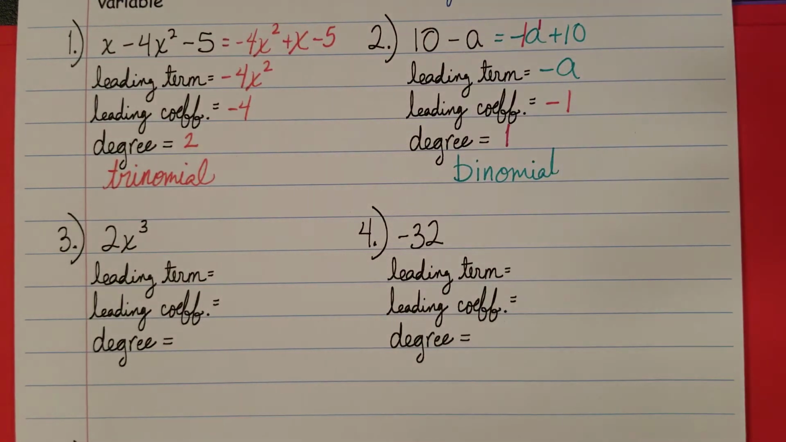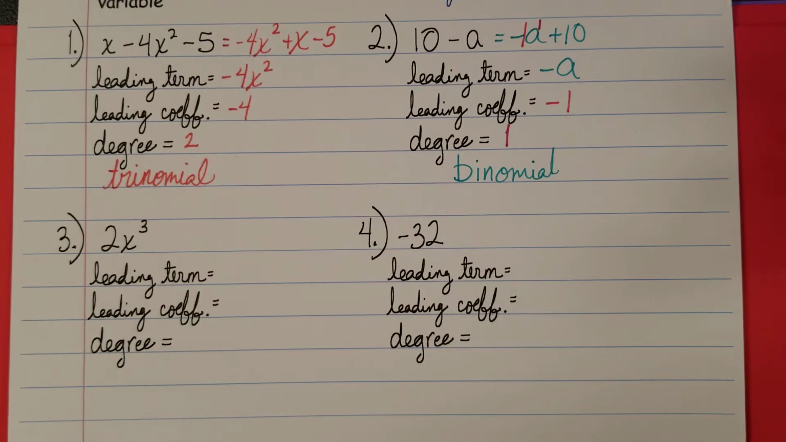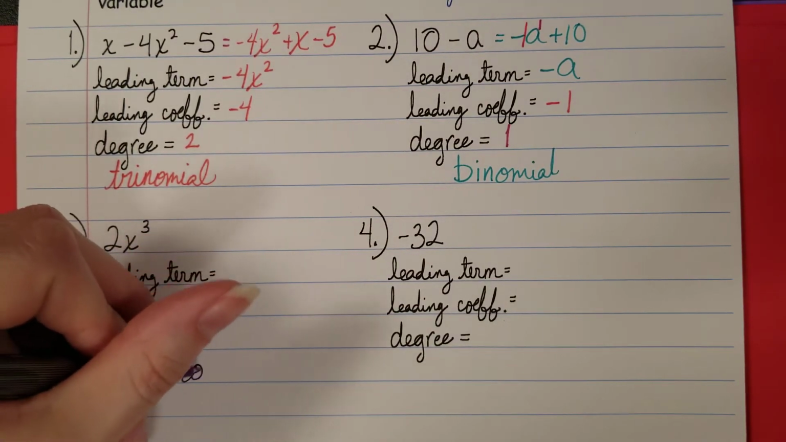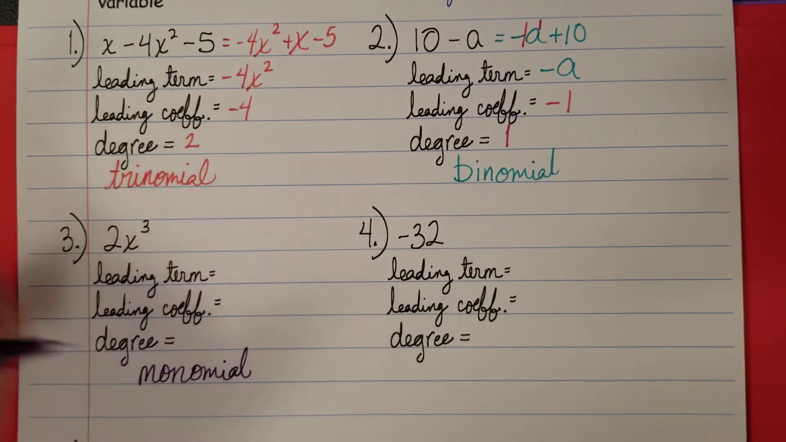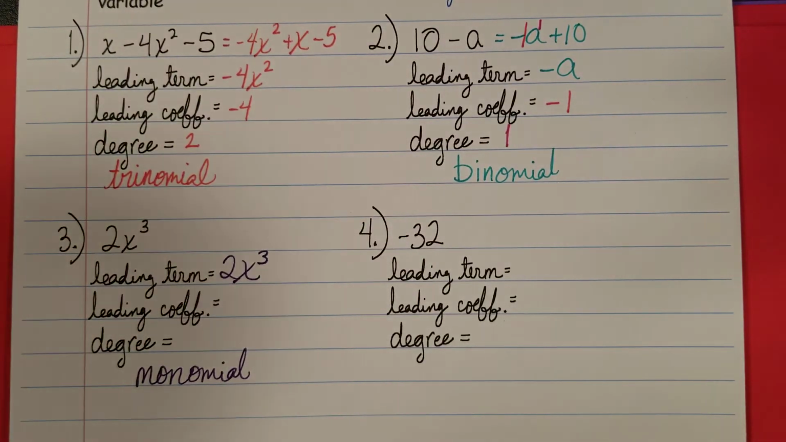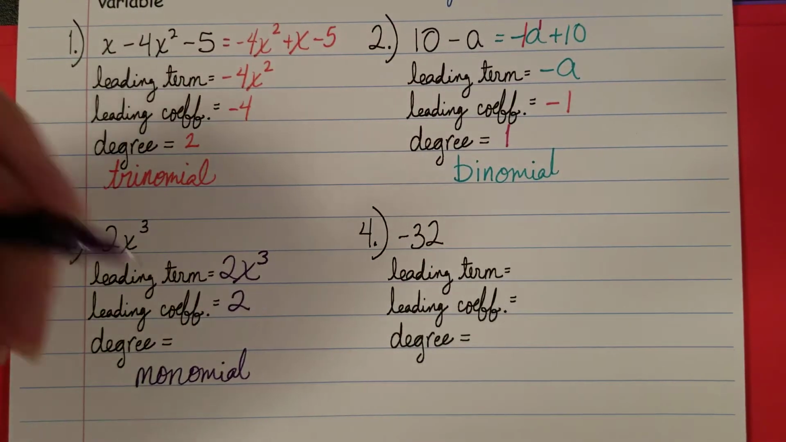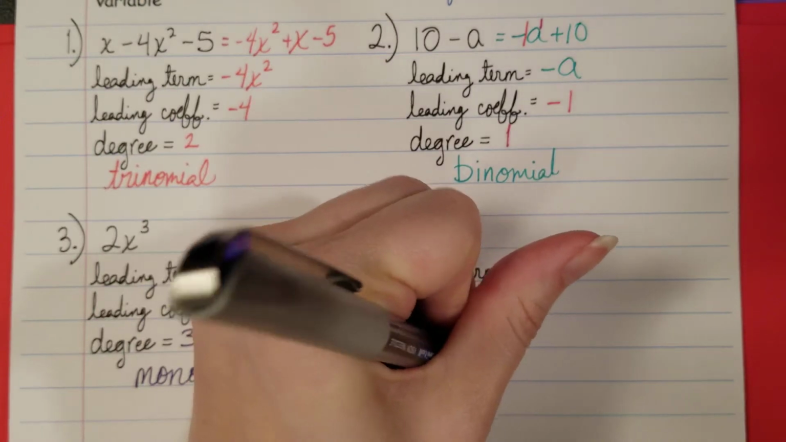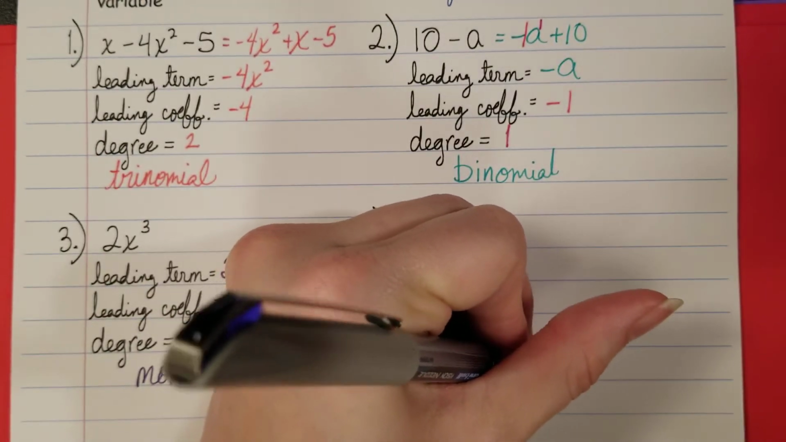Number 3, we can see that that is a monomial. It's only 1 term. So the leading term is 2x cubed. The leading coefficient is 2, and the degree is 3. Okay. Number 4 is also a monomial, 1 single term.